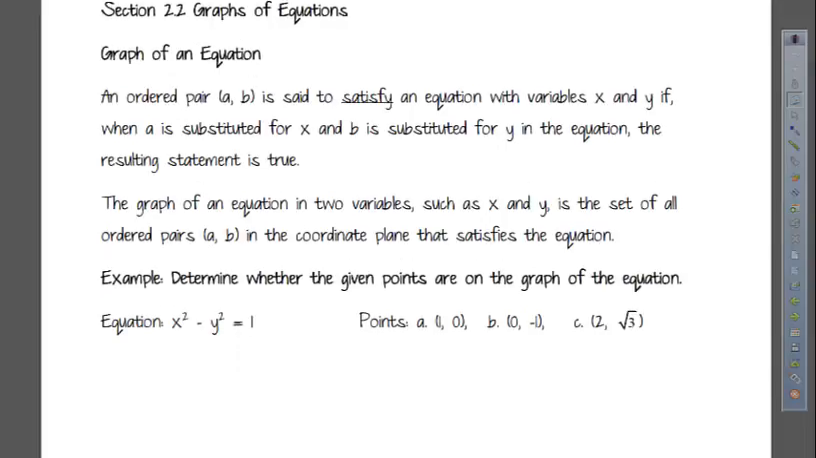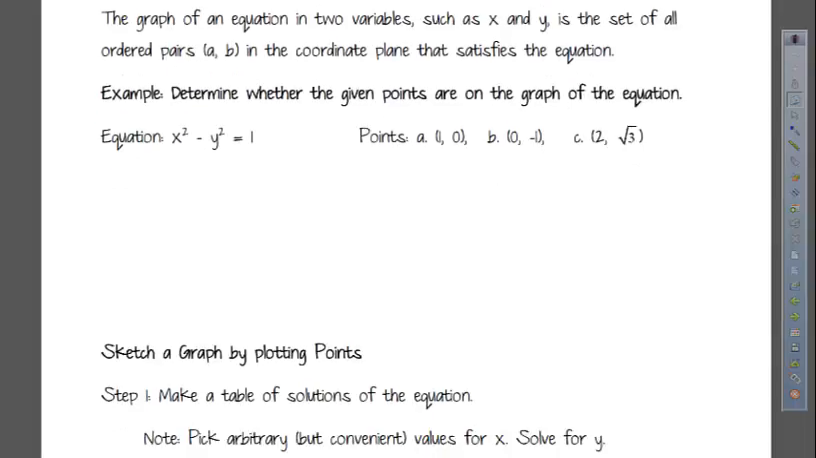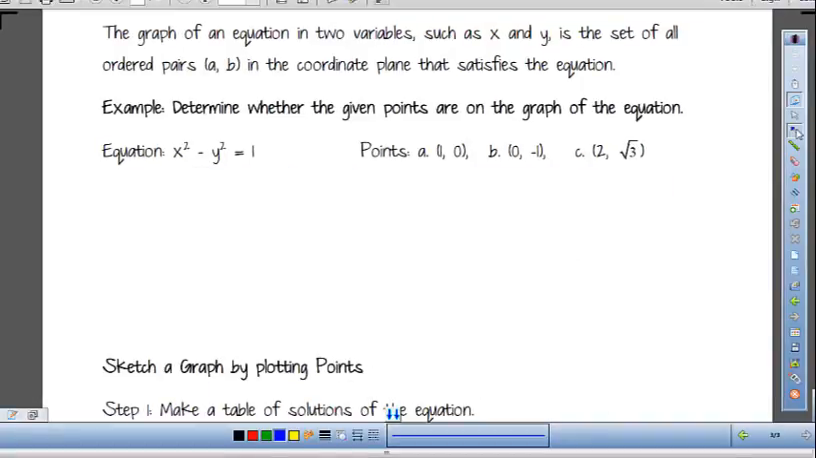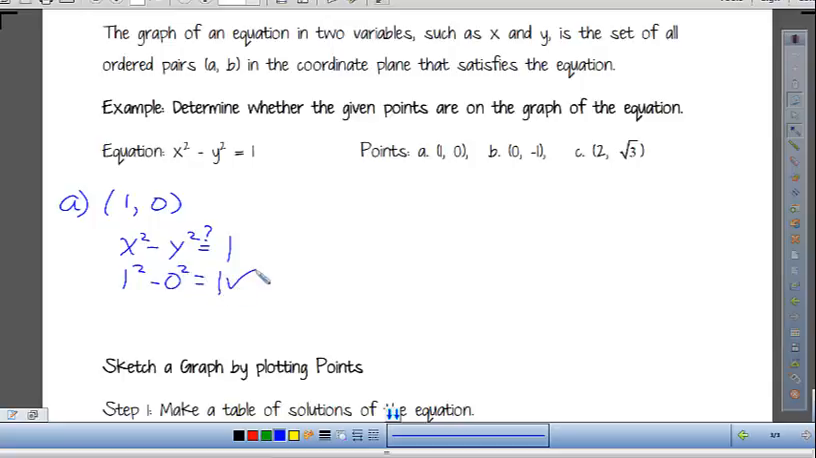So first of all, let's see if we can determine which of these points satisfies the equation that we're given. We're given the equation x squared minus y squared equals 1. If I look at (1, 0), that means I'm plugging in what for x? 1, and for y we're plugging in 0. So x squared minus y squared, I want to know if it's equal to 1: 1 squared minus 0 squared. That works.